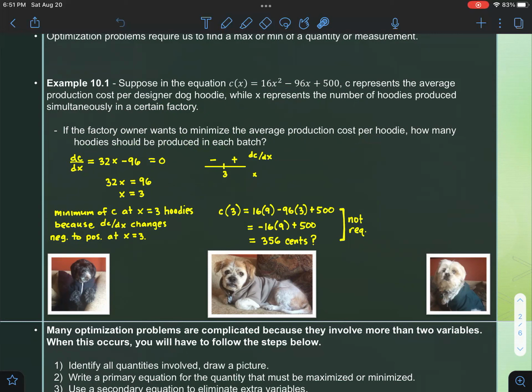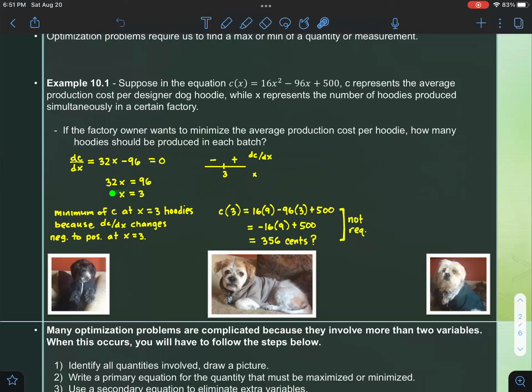This one's fairly simple because we already have cost in terms of the variable x. So we can simply find the rate of change of C with respect to x. We're trying to find a max or min, so we set that equal to 0, and 3 pops out of it. Now, it's really tempting to just say, okay, we're done, the answer is 3, but really and truly, you should confirm that this 3 does actually correspond to a minimum.